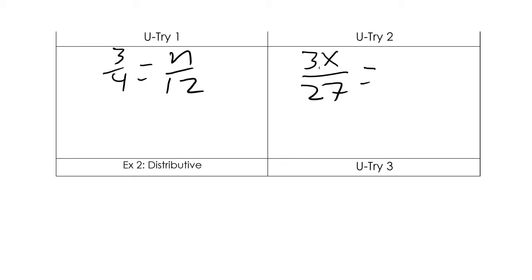So here's your u try. 3 over 4 equals n over 12. And another u try, 3x over 27 equals 2 over negative 3.